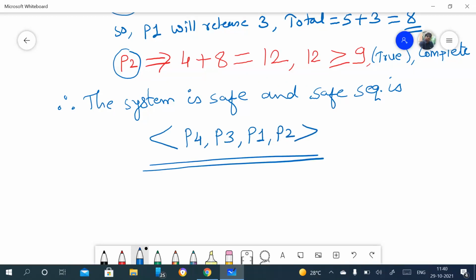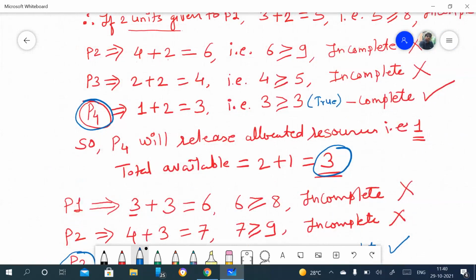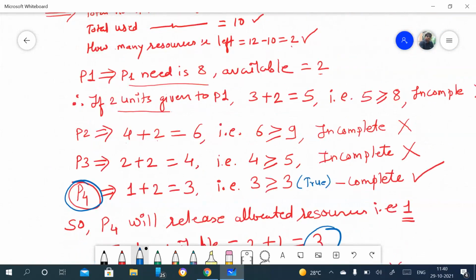So if you have a single instance, then we can solve that example using this method, and we can say whether the system is in safe mode or not, and if it is, then we can give the safe sequence, right? So this is for the single instance. Now I will go for the Banker's algorithm.